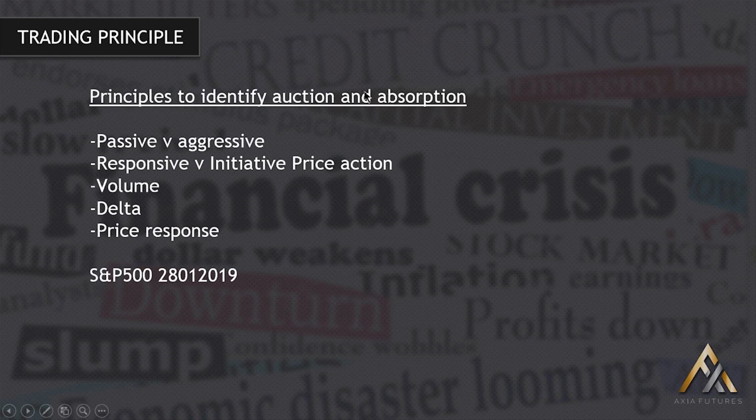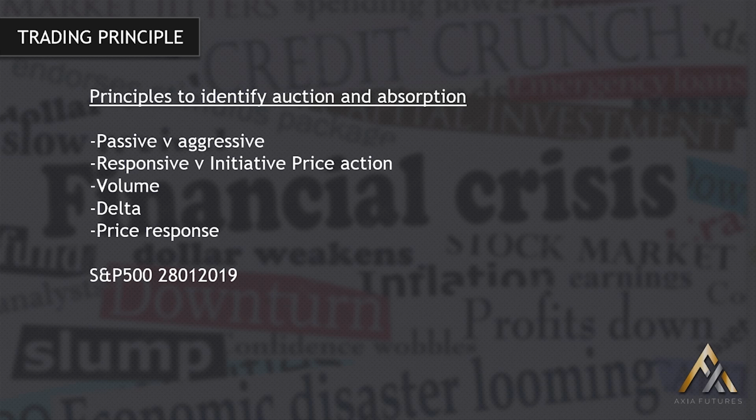Now this is the principles, guys. If ever you ask someone, or someone asks you, what defines this as absorption and auctioning, these are the 5 principles you've got to be able to answer. If you cannot answer these 5 principles, you have an idea of what auction and absorption might be, but you do not have a firm approach as to how you identify it.